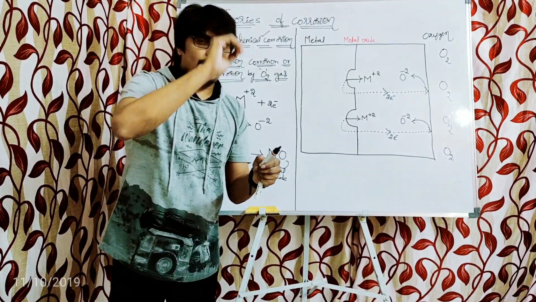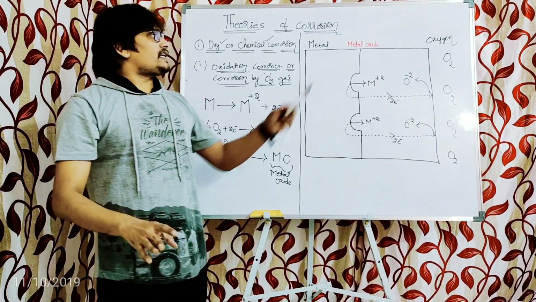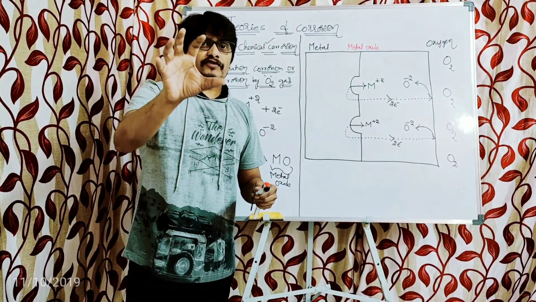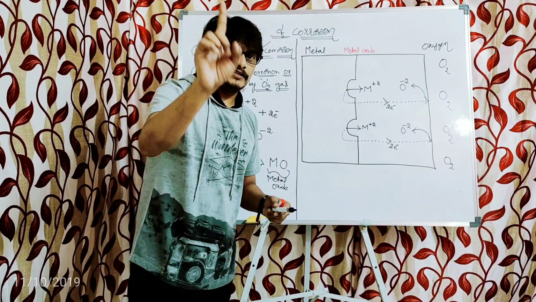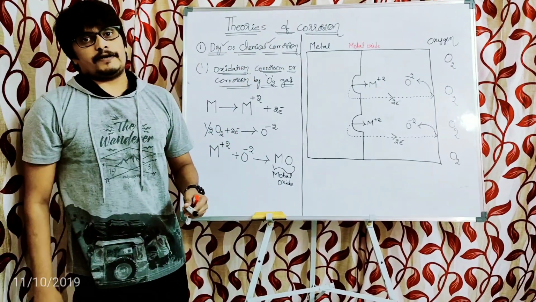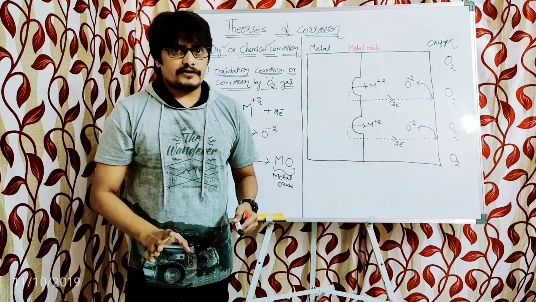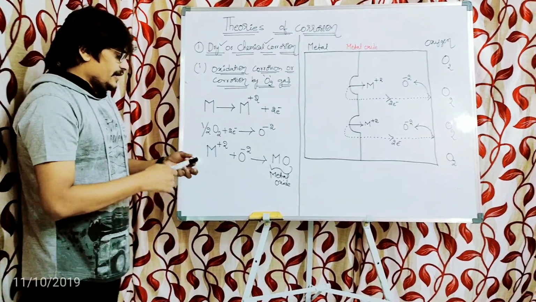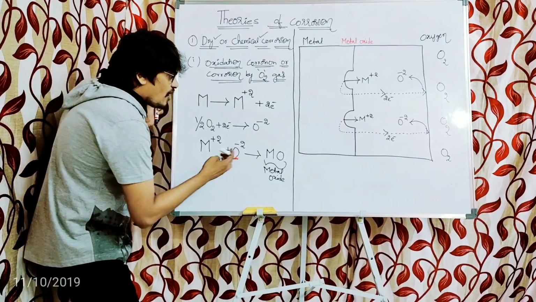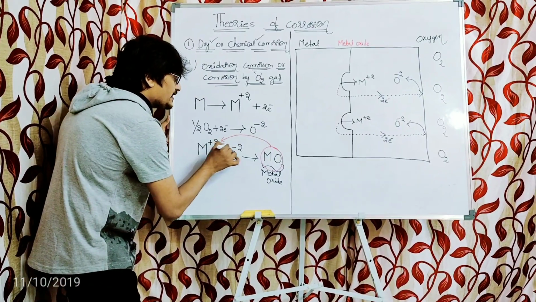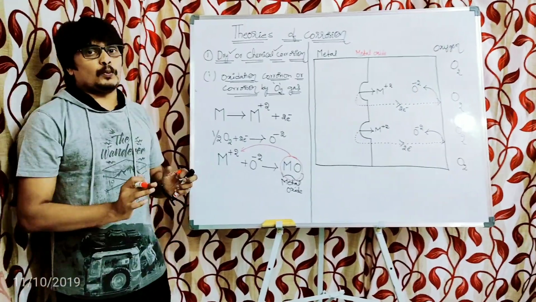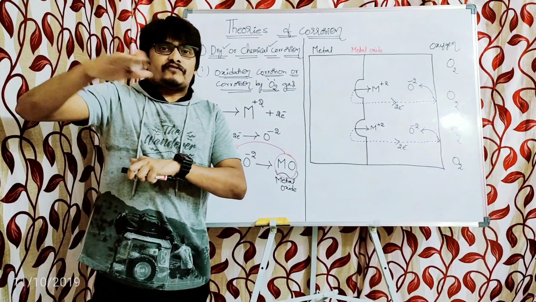Now the second type of metal oxide which is going to be formed on the surface of the metal whenever the metal is attacked by the oxygen under dry conditions is unstable metal oxide. Unstable metal oxide means immediately after the formation of metal oxide, it dissociates into M plus 2 and O minus 2. It won't be on the surface of the metal.